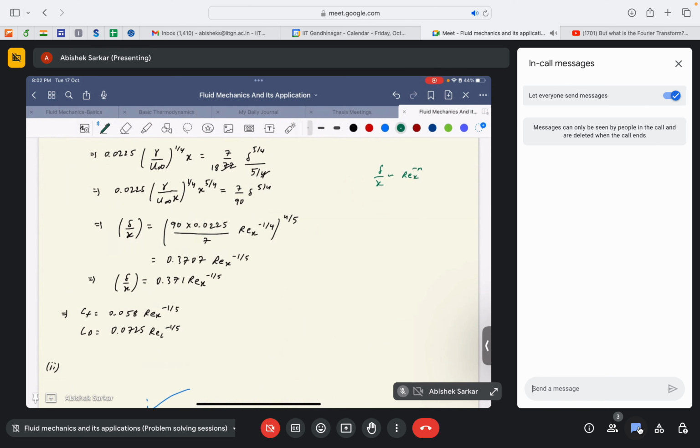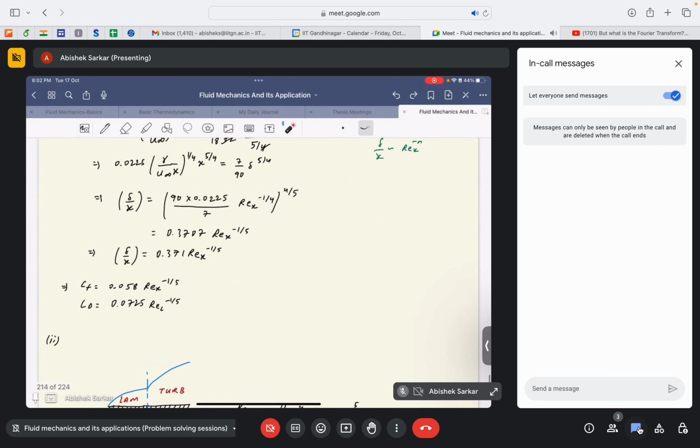So if we do that, finally we get that delta by x is equal to 0.371 Reynolds number raised to the power minus 1 by 5. This is for laminar boundary layer, sorry, turbulent boundary layer, that's why this coefficient is not matching. So don't get confused. And also, more importantly, the power of the Reynolds number is not matching.